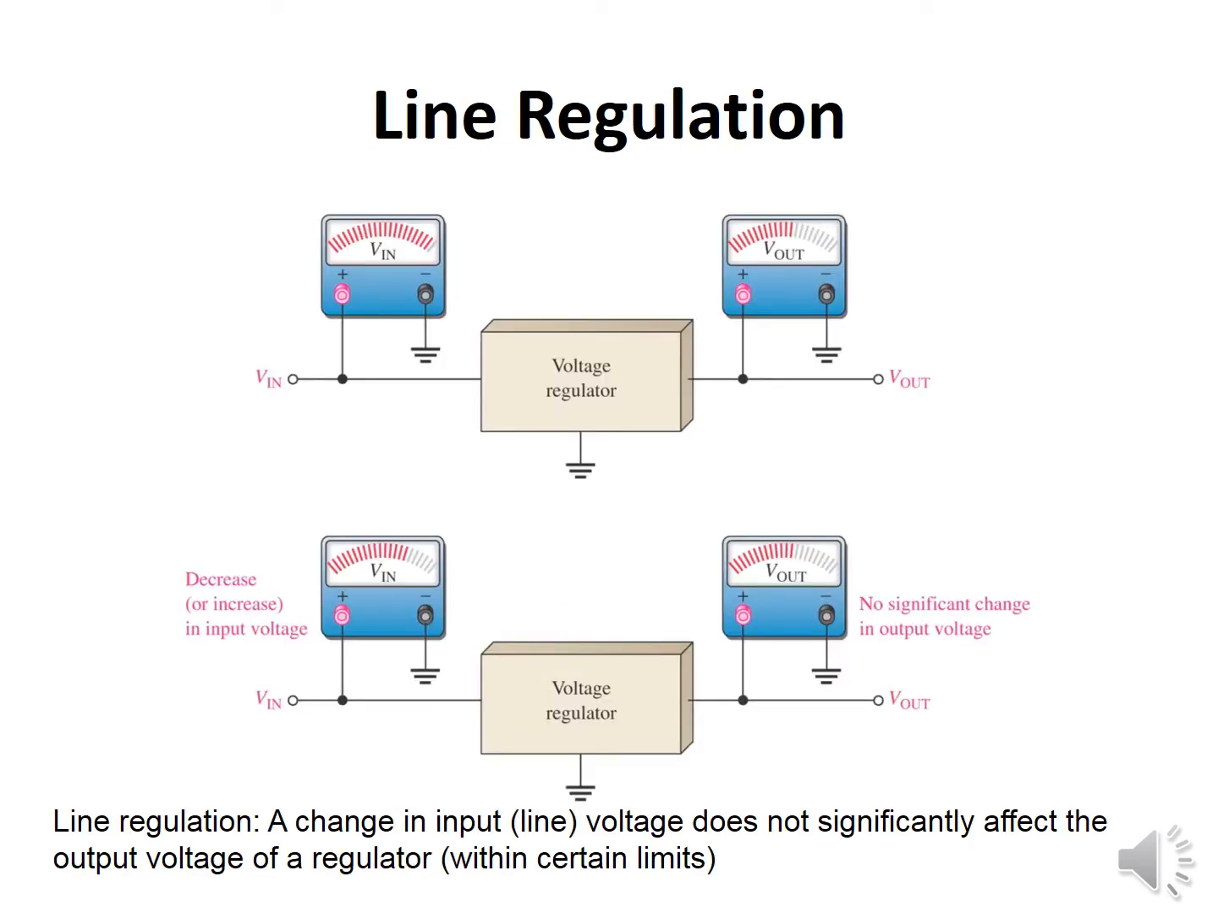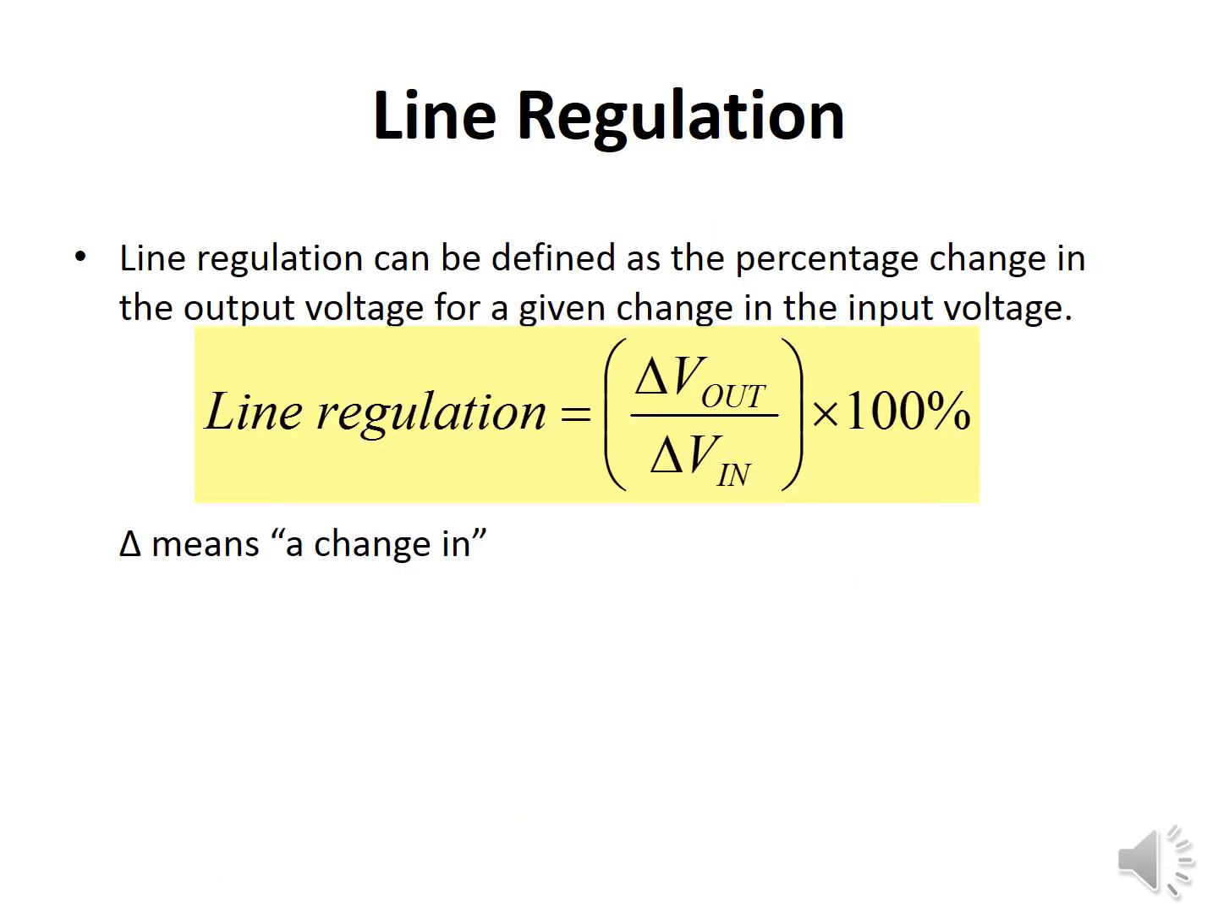In line regulation, you can see the input voltage which we are giving to the voltage regulator. If there is a decrease or increase in the input voltage, there will be no significant change in the output voltage. So in line regulation, a change in the input line voltage does not significantly affect the output voltage of the regulator within certain limits.